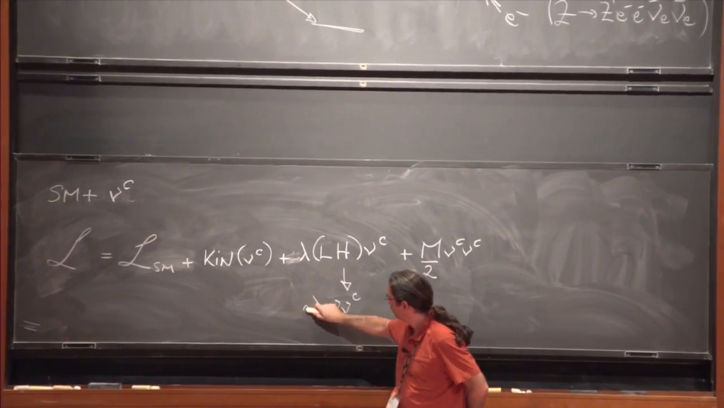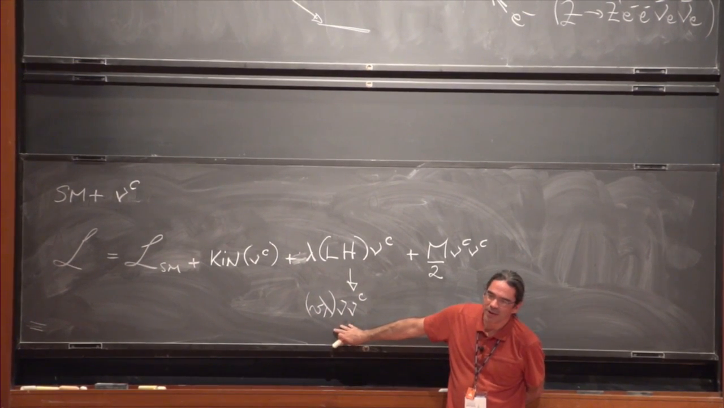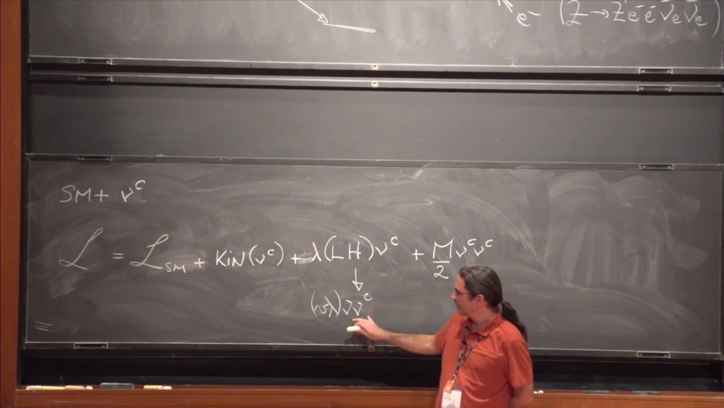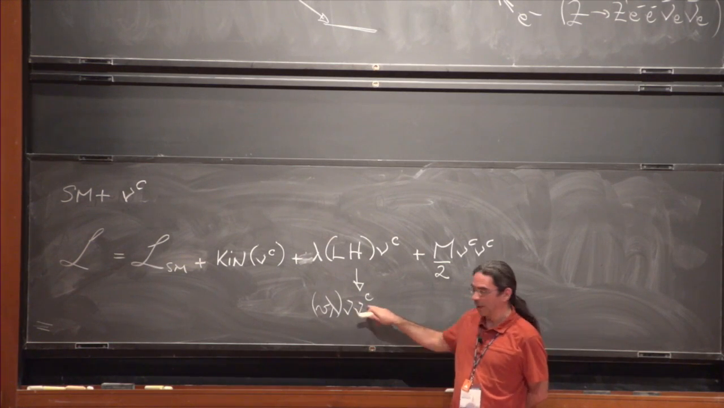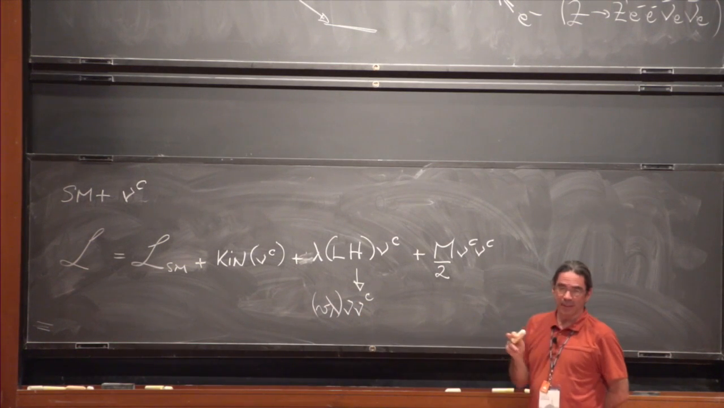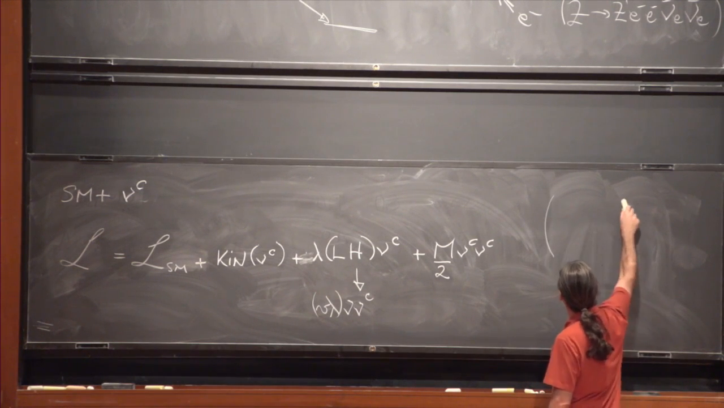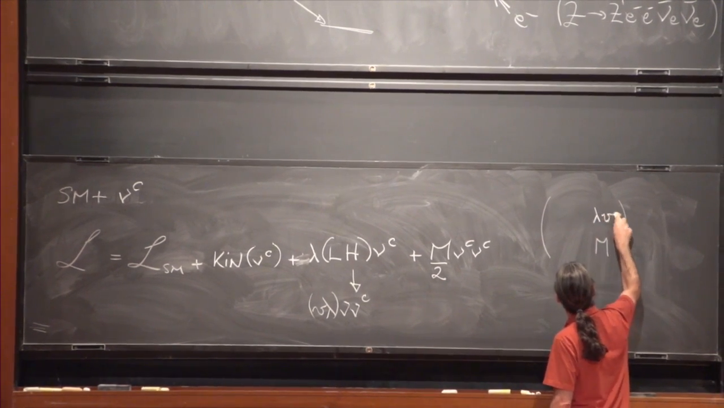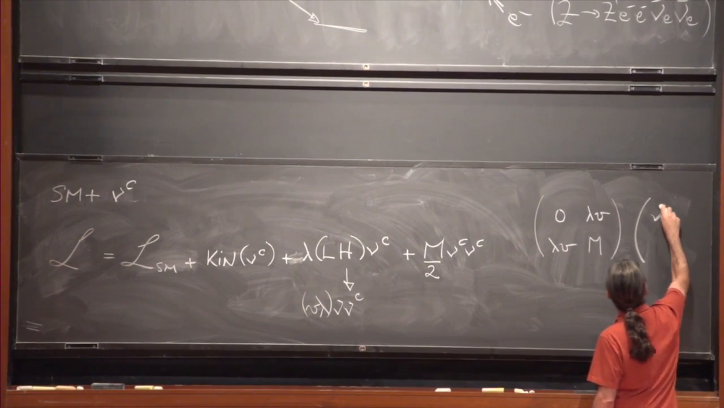This is times v. This is what we call a Dirac mass. And in this language of bi-fermions, again, if you're not familiar with that, a Dirac mass is any mass that combines 2 fermions that are not the same fermion. So these are 2 different fermions, so this is a Dirac mass. And this is a Majorana mass because it combines 2 fermions that are the same fermion. So if I write down the mass matrix for this guy, there are 2 of them. This mass matrix looks like this, in the basis of nu and nu^c.